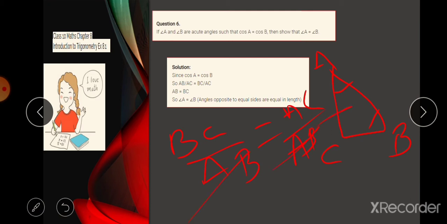Then both the sides are equal. Opposite both the sides are equal. Then we can say, when in a triangle two sides are equal, then the opposite angles are equal. Therefore angle A equals angle B.